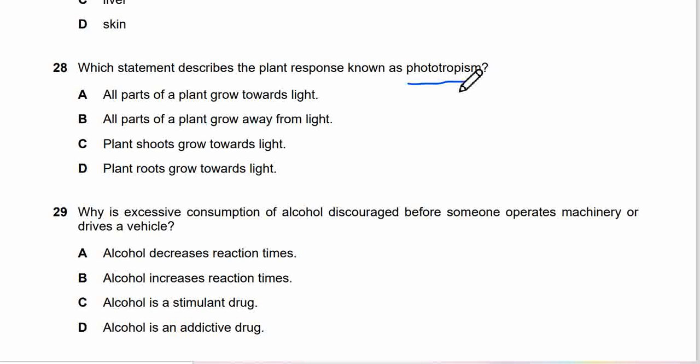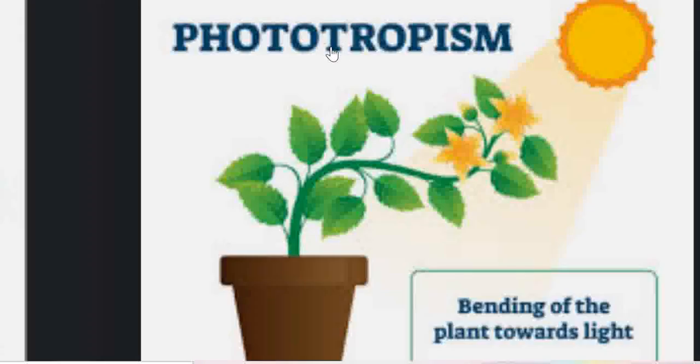Question 28. Which statement describes the plant response known as phototropism? Phototropism is the response of a plant that grows towards the light. So plant shoots will grow towards light, but not the root. The root grows towards gravity, the center of the earth. The word "all parts" is wrong, because only the shoot grows towards the light. So our answer for question 28 will be C. This picture shows phototropism, where the shoots of the plant bend towards the light.